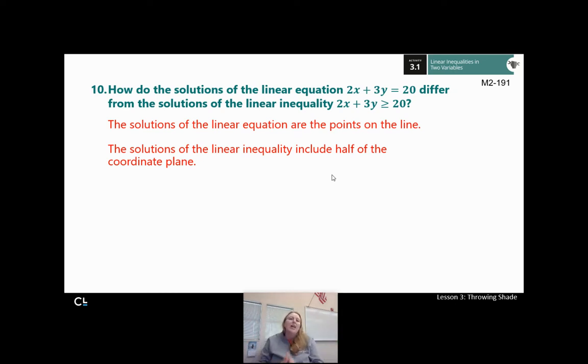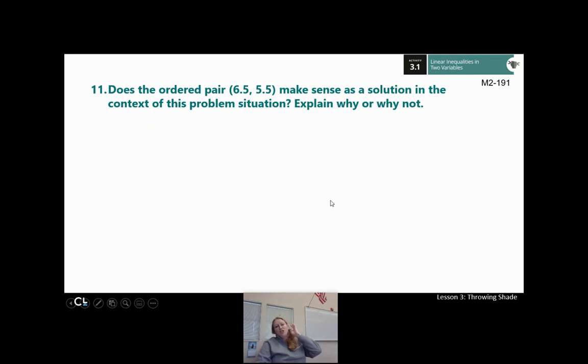So it's interesting. Solutions for a linear equation are just points that are on the line. They have to be on the line. But the solutions of a linear inequality include that entire half of the coordinate plane with that line serving as a boundary for us. So now I have one last little thought for you. Does the ordered pair 6.5, 5.5 make sense as a solution in the context of this problem situation? Explain why or why not. Hit pause, write it down, hit play when you're ready to keep the discussion going.